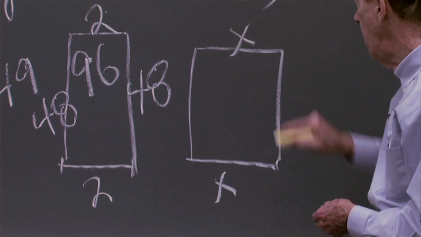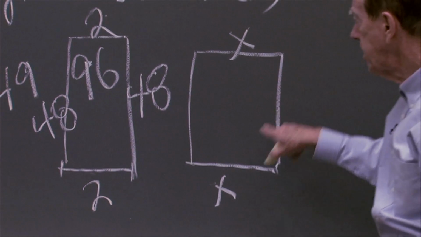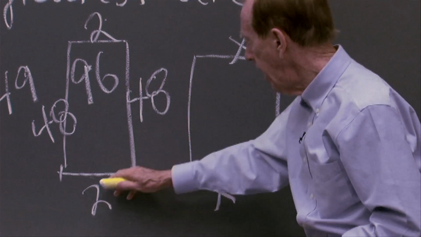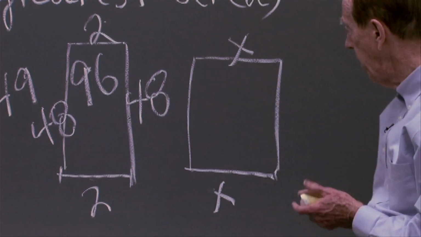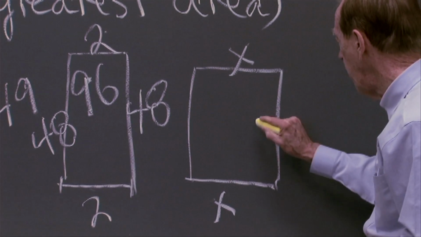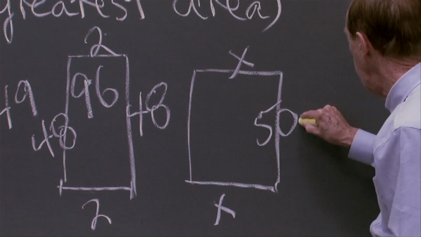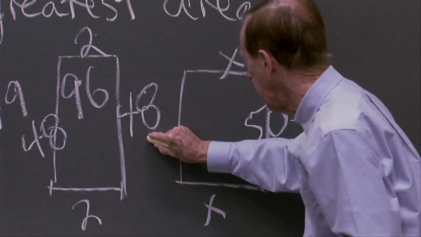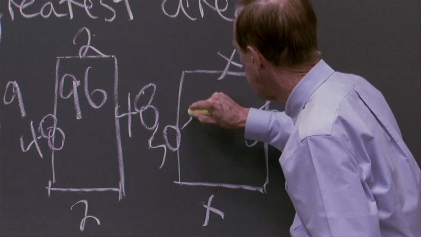Well, x up here. What do I have here? Let's see. That was 48 when this was 2, 49 when it was 1. I think we're going to use 50 at this part. So that's 50 minus x, right? And this is also 50 minus x.